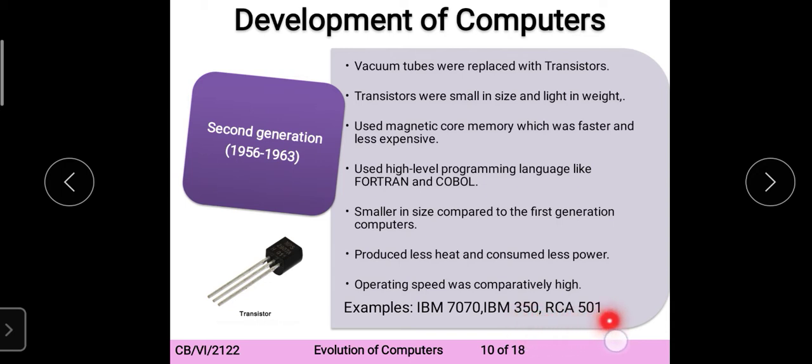These are what to remember: the year of invention of the generation of computer, the main component of computer, and the examples of computer. The rest you can write, like development happened, less heat is produced, power will be consumed less, size will be smaller. These all things are common. Next thing you have to remember is the language, which is only mentioned in the second generation.